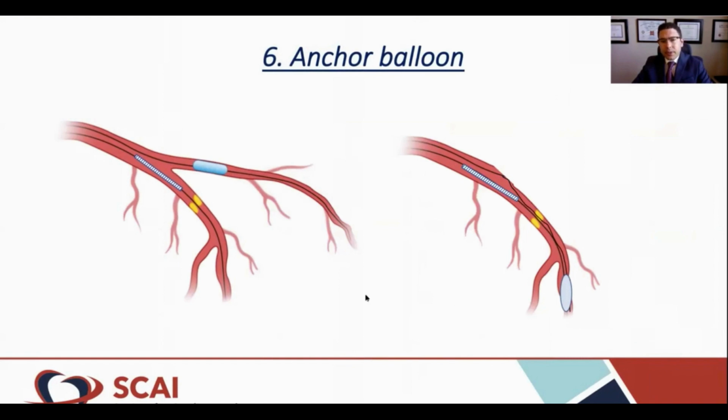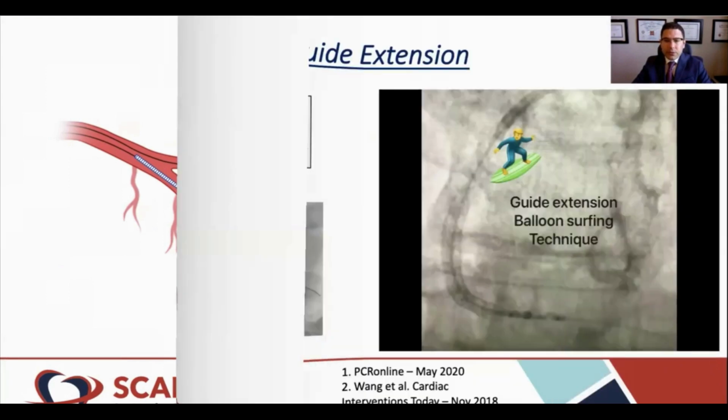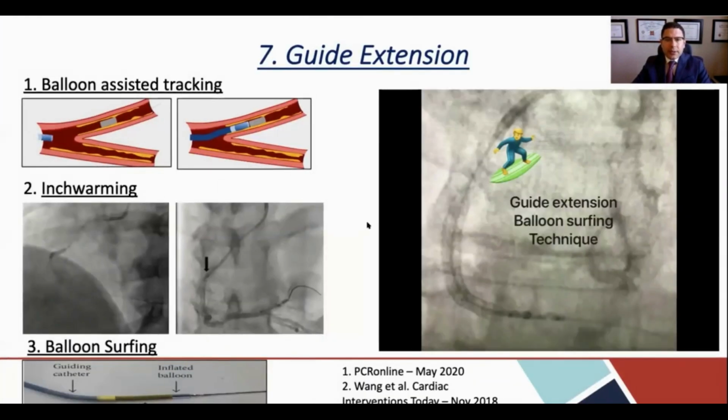The anchor balloon technique, either through a side branch or through the distal vessel, the lesion itself, through a 6 French guide, is a very good way to deliver a stent whenever we face tortuosity. Guide extension is one of the most important inventions in interventional cardiology in the last 10 to 20 years.